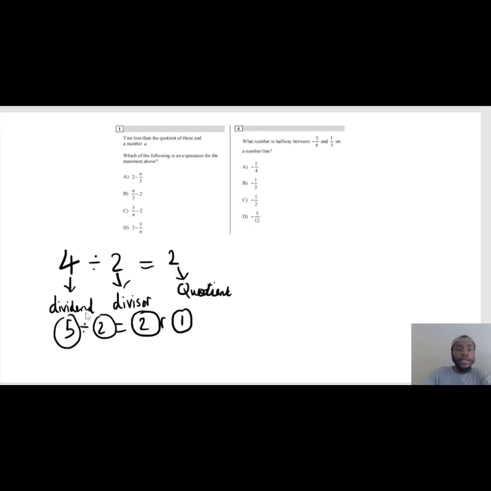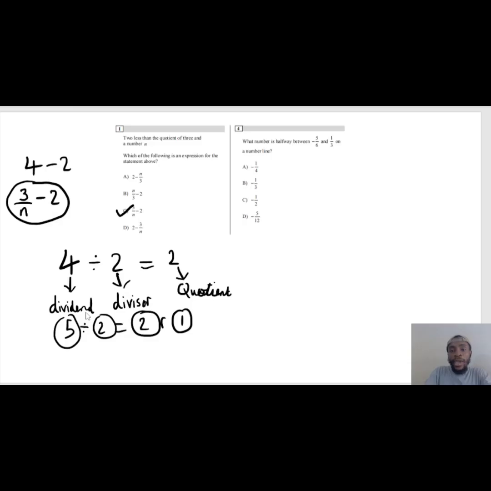So this question says 2 less than the quotient of 3. What is 2 less than 4? I have 4 now. 2 less than that is 4 minus what? 2. Exactly. So now if I have the quotient of 3 and a number n, the result of that is 3 over n. That's the quotient of 3 and a number n. 2 less than this is what? Minus 2. So our answer is what? Option what? C. Moving on.